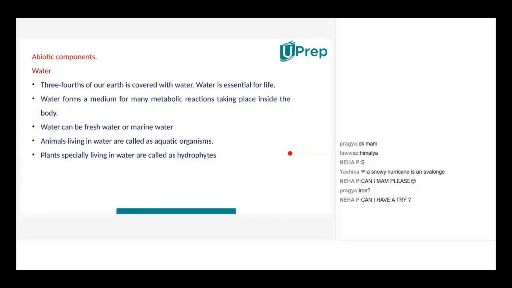Yes, ma'am. Okay, next. Water can be either fresh or marine. Here, when they say fresh water, that means river water. And when they say marine water, that means sea water. River water is always a little sweet. Sweet as in it's not really salty. And sea water is always salty.